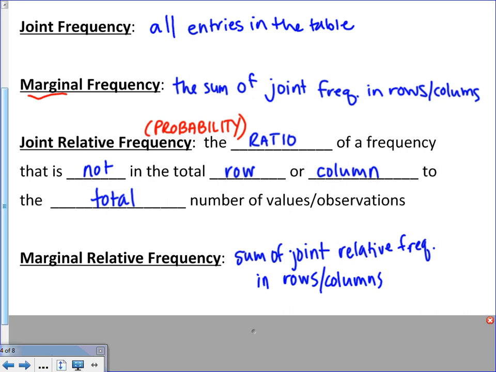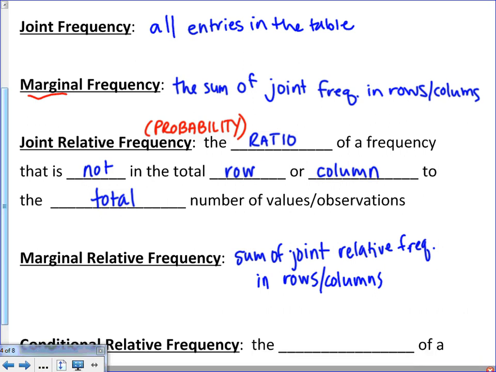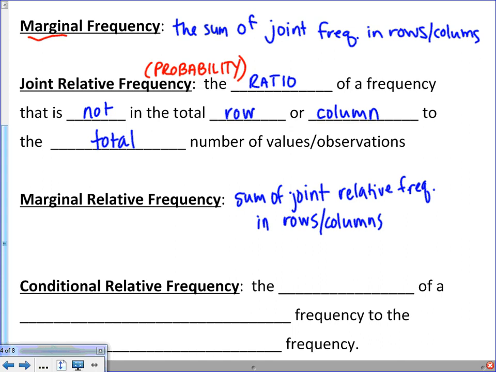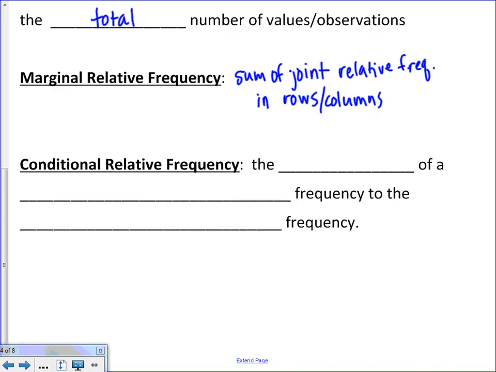And the last one that we have is a conditional relative frequency. Get that to go away so people can see that a little bit better. Hang on. There we go. I'll move this up. This is the ratio of a joint relative to a marginal relative.